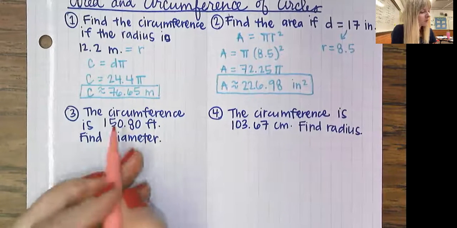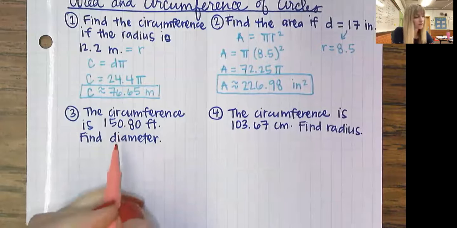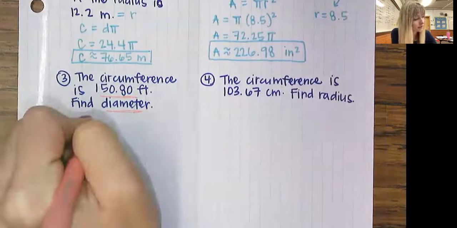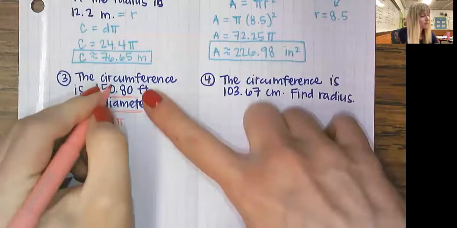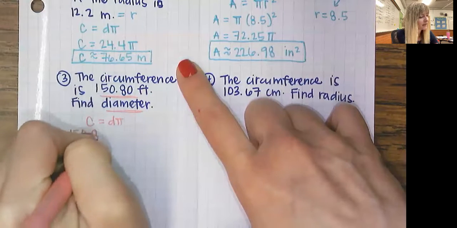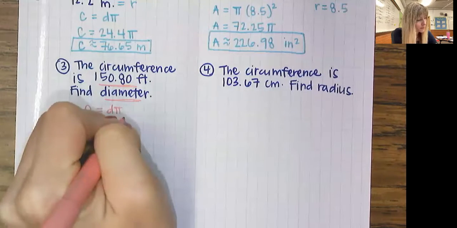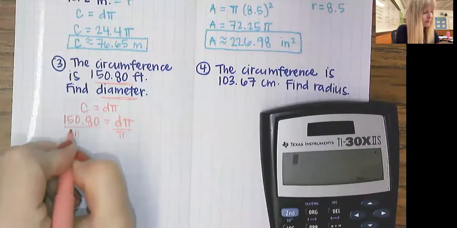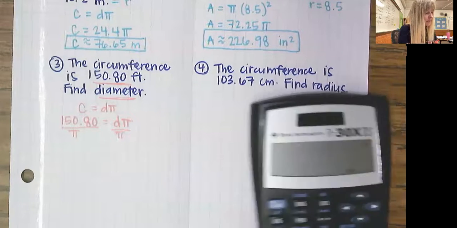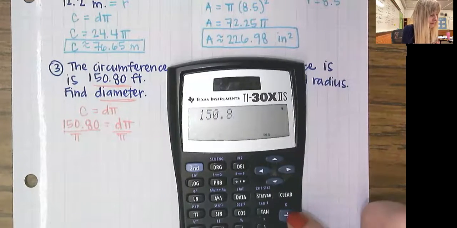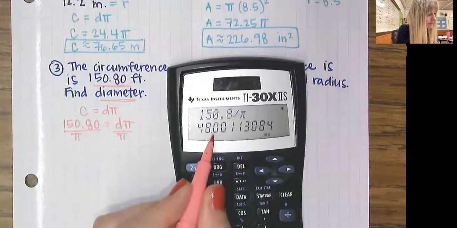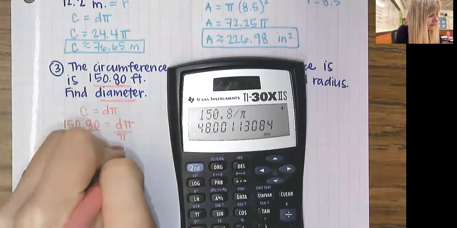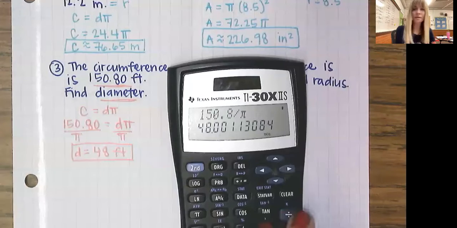So number 3 says the circumference is, and this is approximation, if the circumference of a circle is this, can you find the diameter? So we are still using C equals D pi. I'm going to plug in 150.80 for C. I'm working backwards. Remember, when you're working backwards, instead of multiplying by pi, you simply divide by pi. Working backwards, do the inverse operation. Let's see what we get. 150.80 divided by pi, 48.001. Okay, the diameter is approximately 48 feet. This one asked for the diameter, so I'm finished.